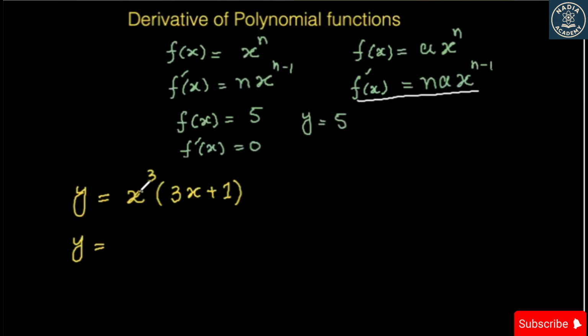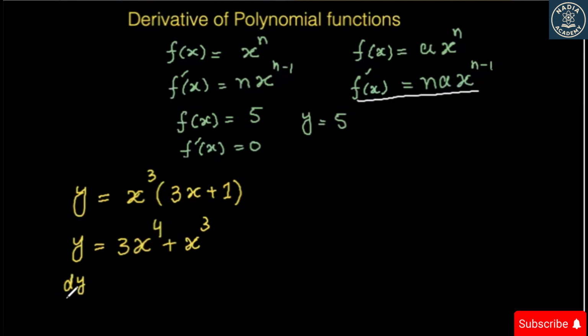So now we write it in the form of individual terms. Then 3x cubed will multiply with the 3x, so the answer is 3 times x power 4. And x cubed times 1, the answer is x power 3. Now we have two individual terms, and we can apply our derivative to this function.